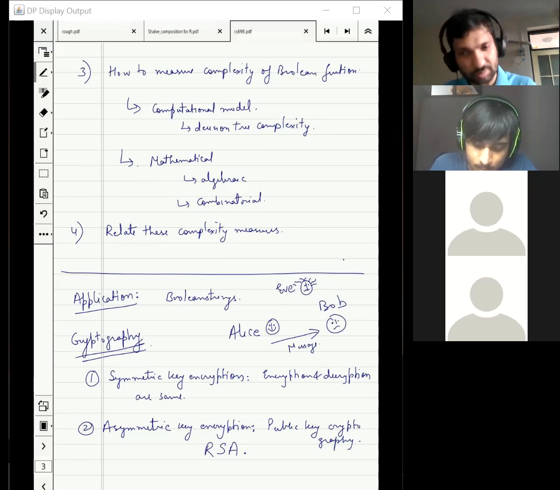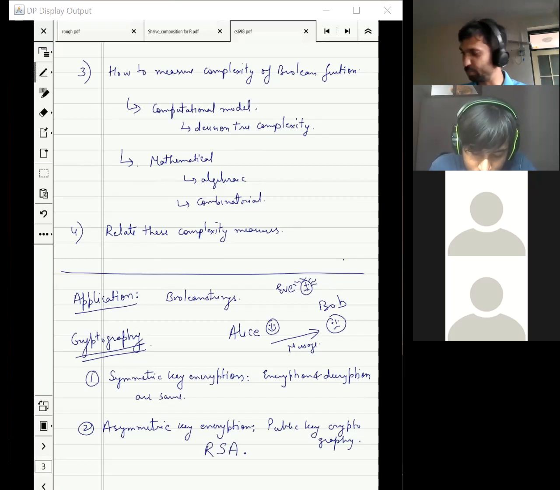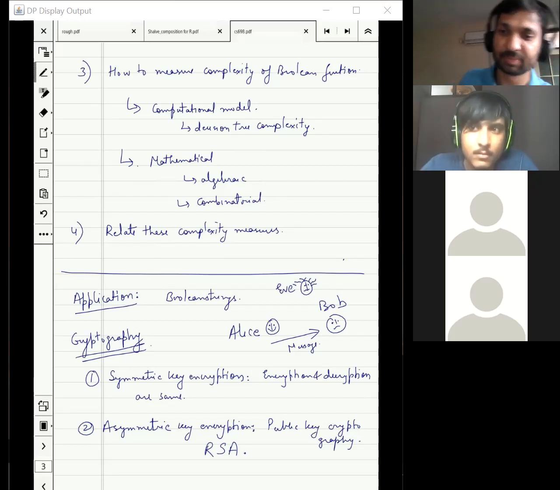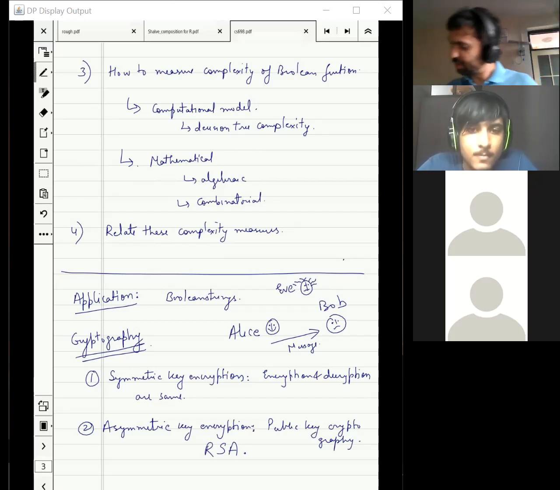Others, if you don't, please go and read about it. It's one of the very nice mathematical results in number theory. It's beautiful, so definitely read it. It's not required for this course, but it's a definite read. The RSA crypto system, right?